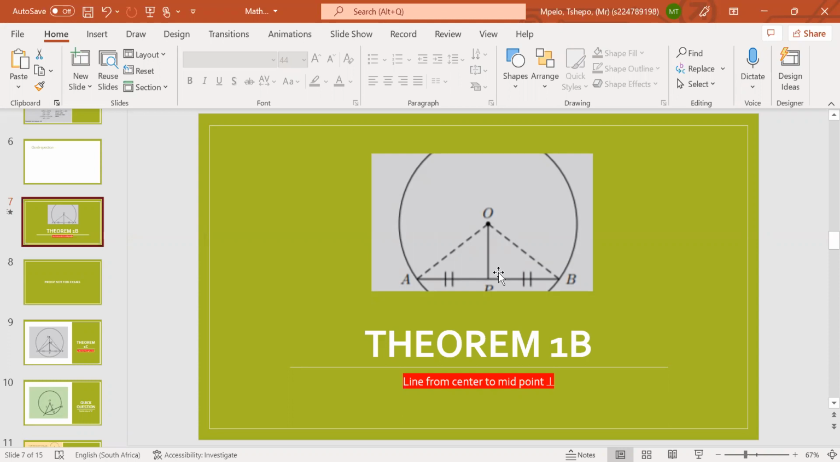This line is a line from the center to the midpoint. You make the perpendicular symbol. I did it briefly. But line from center to midpoint. Okay, so that's of your chord.